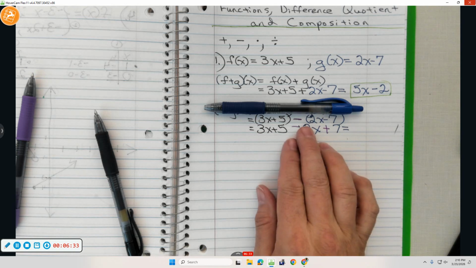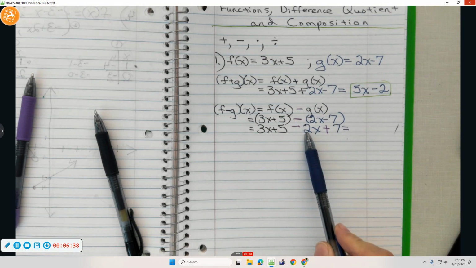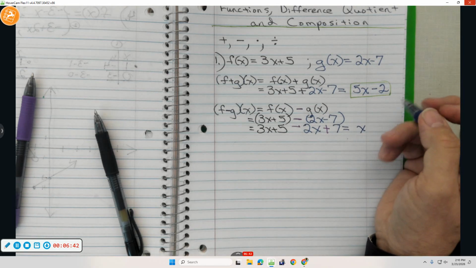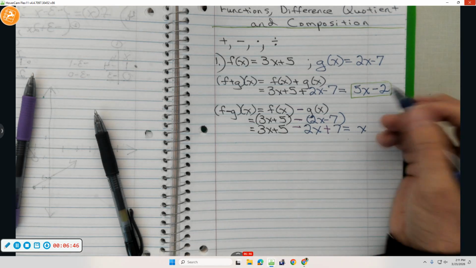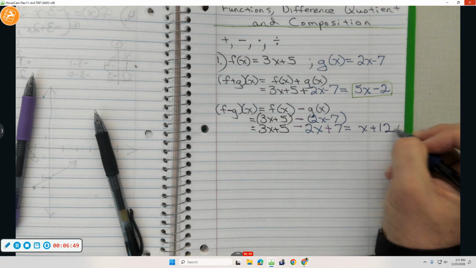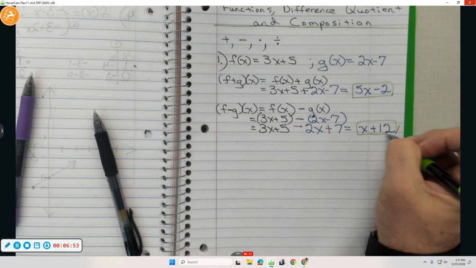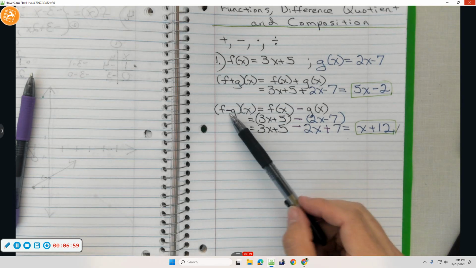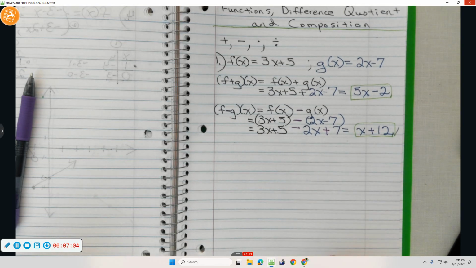We knew we had to distribute the minus to get rid of the parentheses. You have a 3x minus 2x. That gives me a 1x. What else? 5 plus 7 gives me a plus 12 for my final answer for f minus g. Addition and subtraction of functions is just plain old algebraic addition and subtraction.